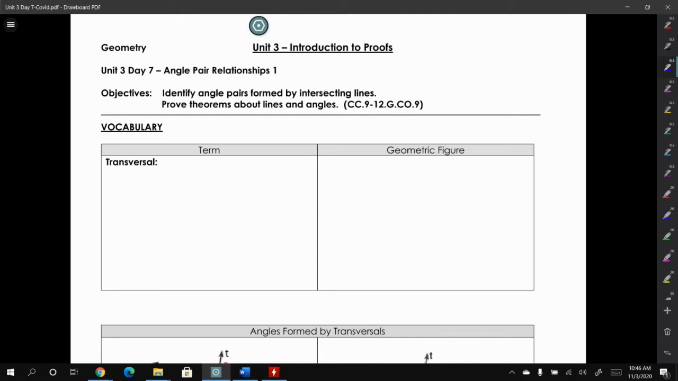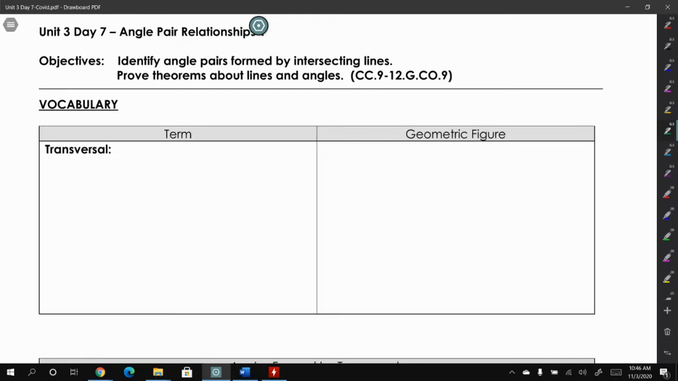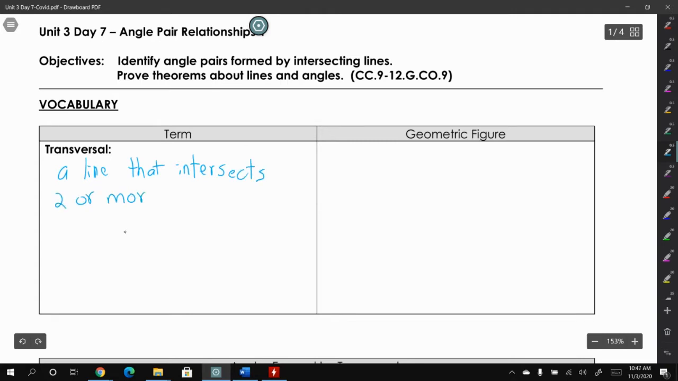Today we're going to be talking about another set of angle pair relationships that occur when we have something called a transversal that intersects lines. So a transversal, let's write down that definition first. A transversal is a line that intersects two or more coplanar lines at one point.